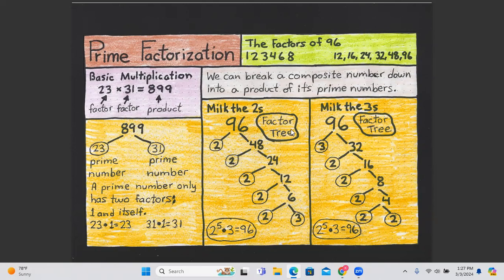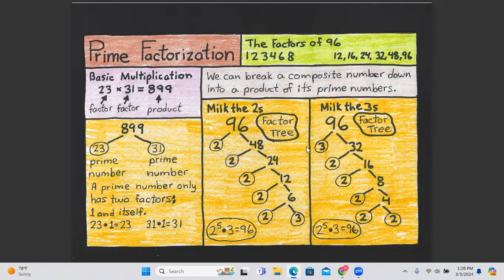And these are factors because when you multiply 1 times 96, you will get 96. 2 times 48 will give us 96. 3 times 32 will give us 96. 4 times 24 will give us 96. 6 times 16 will give us 96. And 8 times 12 will give us 96.